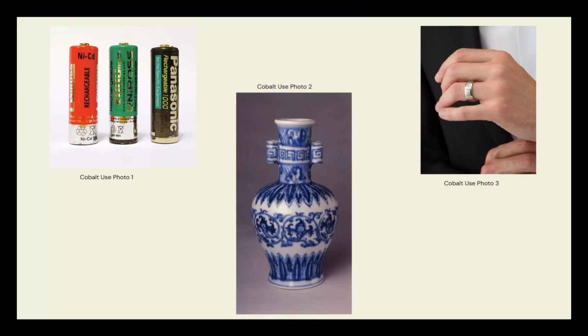So here we have some visual examples of what cobalt is used in. We have the batteries. We have a piece of china, I believe, or a vase for the pigment. Then we have a cobalt ring.